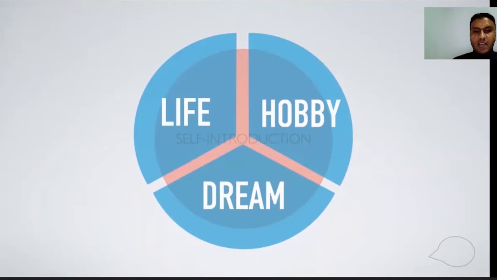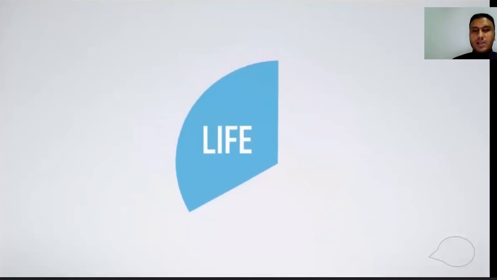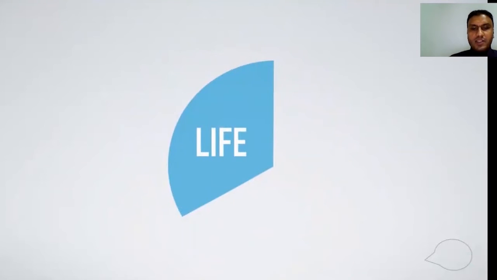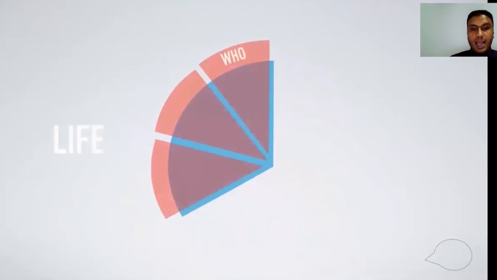Now we understand what each part basically is, but let's go into more detail so that we can understand exactly how to properly introduce ourselves. To do this, we must break down each individual part. Let's start with part 1. Part 1 is life. For this part, we will select 3 of the 5 W's: who, where, and what.